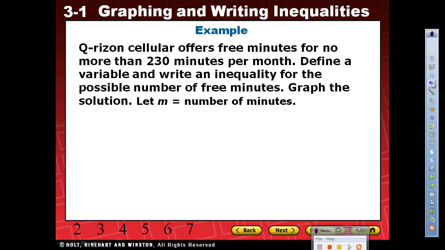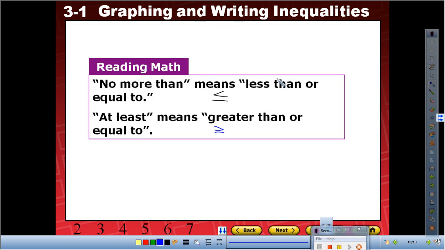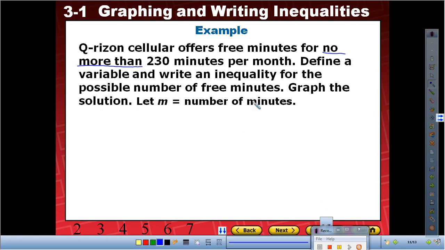So right away, we can underline stuff that we see. Verizon, free minutes, for no more than. What symbol does that represent? Let me go back to the previous one. No more than means what? Less than or equal to. So therefore, I'm going to write my symbol, less than or equal to, because that's what this means.